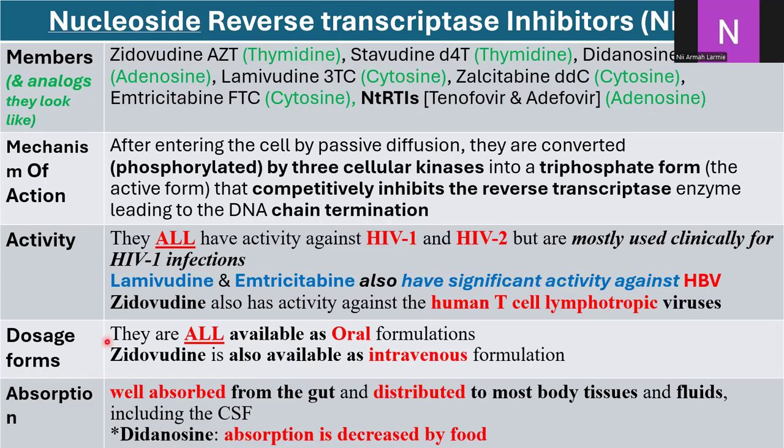Nucleoside reverse transcriptase inhibitors have been used for both HIV-1 and HIV-2 infections, even though we know HIV-1 is the predominant one, about 90-something percent. But the drugs are effective against both, the more virulent form being HIV-1. Lamivudine and zalcitabine have also been used in hepatitis viral infections. And zidovudine has also shown activity against the human T-cell lymphotropic virus. But we are interested in HIV, and so we will focus on HIV.